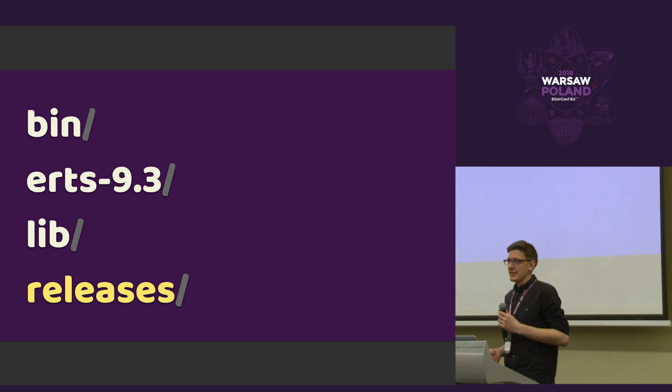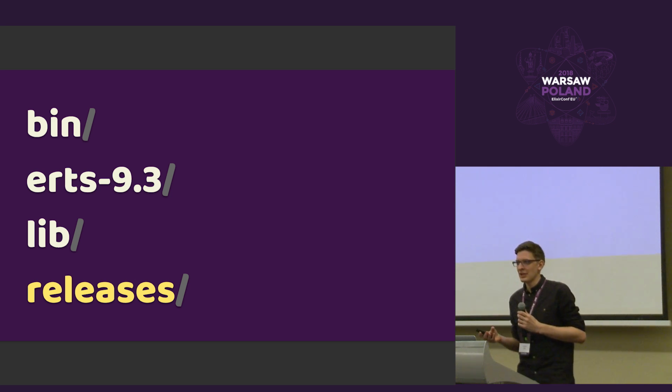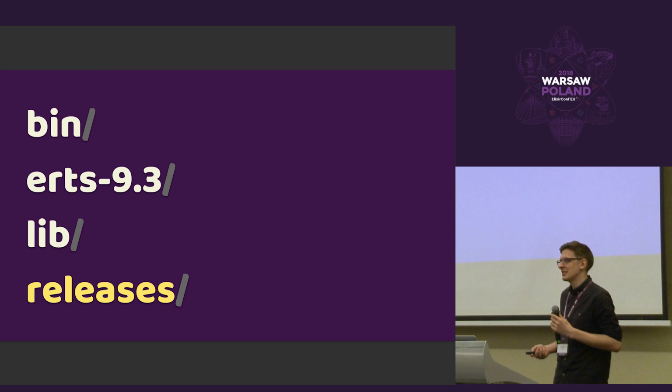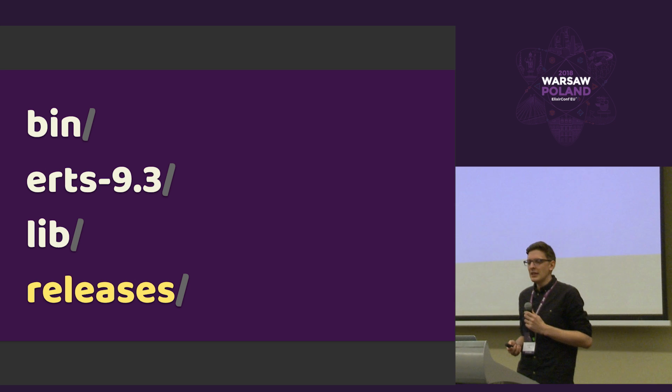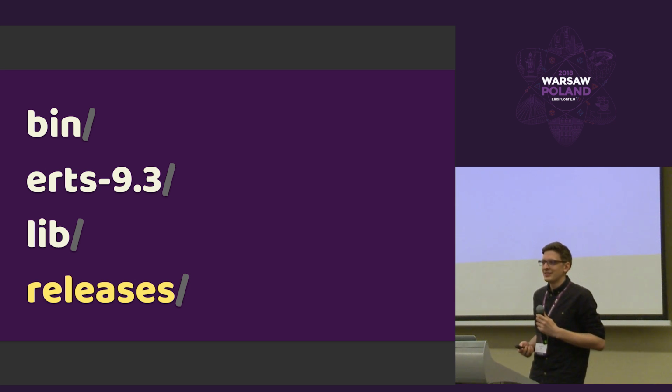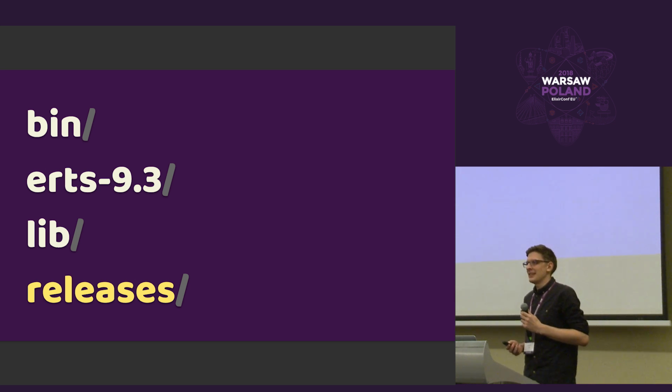Lib, that's where the actual sort of meat of your application lives. All your compiled source code in the form of Beam files. They are in version subdirectories inside that lib. Now there's that releases directory, and this is where it gets interesting.